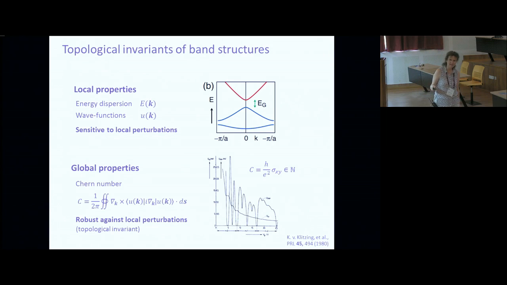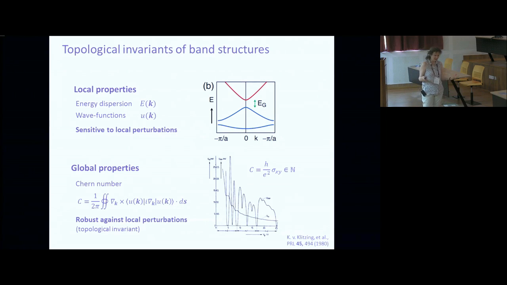So these Chern numbers are insensitive to local perturbation, and this is why if you have topological edge states, they will not be sensitive to defects or to any kind of disorder. They will just go straight because they have this topological protection.